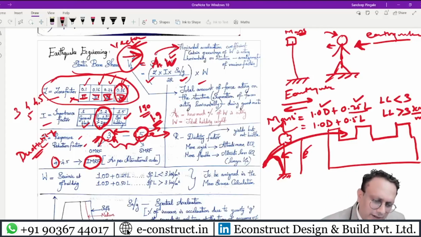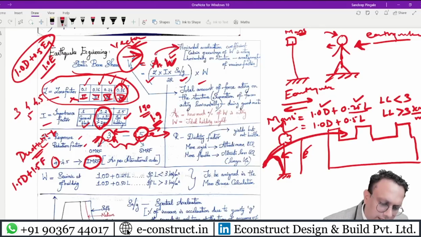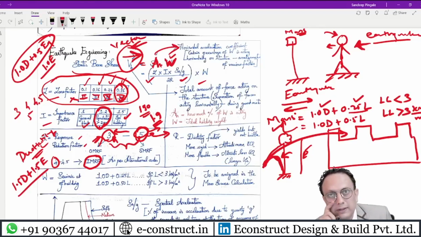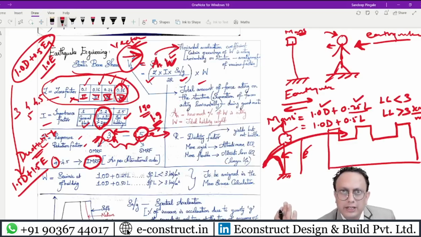There, if you see the UBC code, it is 1.0 times dead load and 0.5 times the earthquake load, or maybe 1 times the earthquake load. That kind of thing is there. But when it comes to India, we are having 1.5 times dead load plus 1.5 times the earthquake load. That is huge. You are just multiplying loads by 1.5 times higher.